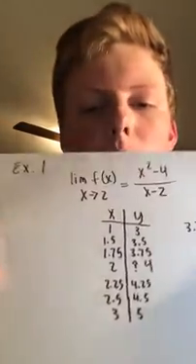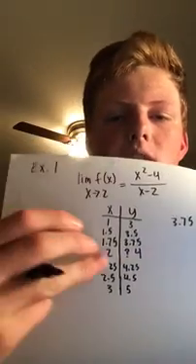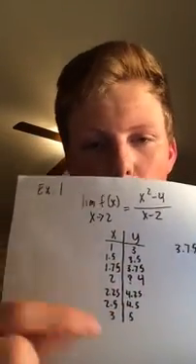And there our table is full. So the limit as x approaches 2 is 4. So that is our first example on how to find limits using a table of numerical values. Our second example is going to be how to find limits using a graph. So this is the second way you can find a limit.